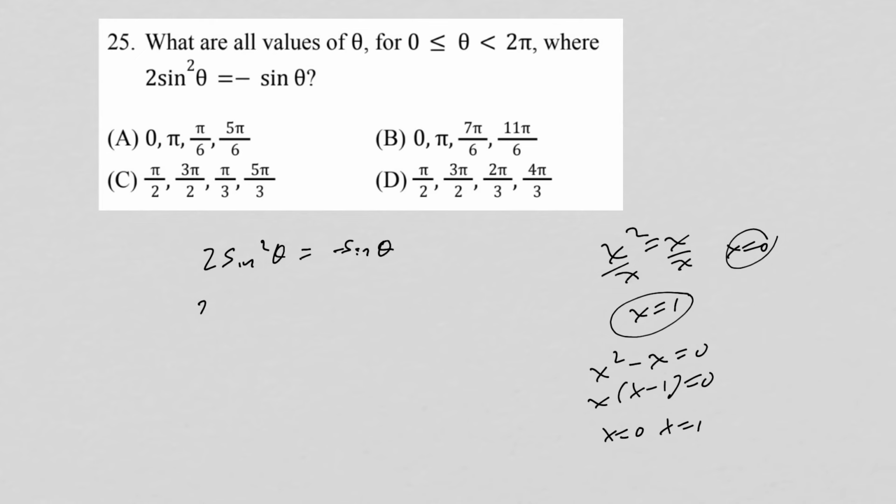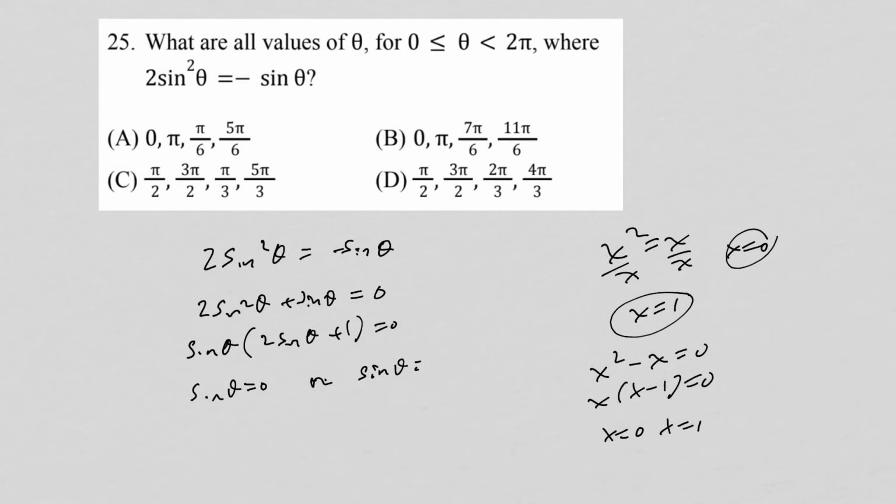So over here, the same thing. You add sine theta to both sides, you factor out the sine, you get sine theta times 2 sine theta plus 1 equals 0. So you get sine theta equals 0, or sine theta equals negative 1/2. Now, sine theta equals 0, I personally like to think of a sine curve, and I see that between 0 and 2 pi, not including 2 pi, is just 0 and pi. Already, I'm down to choices A and B.